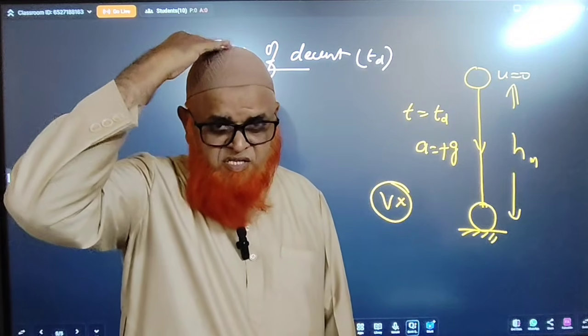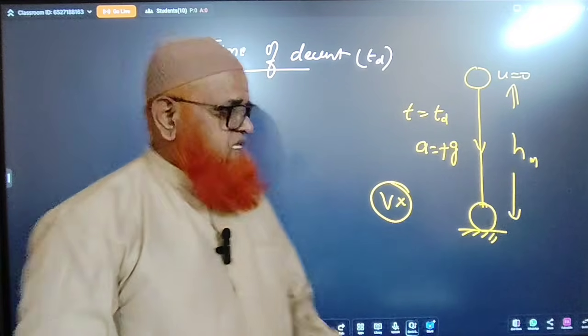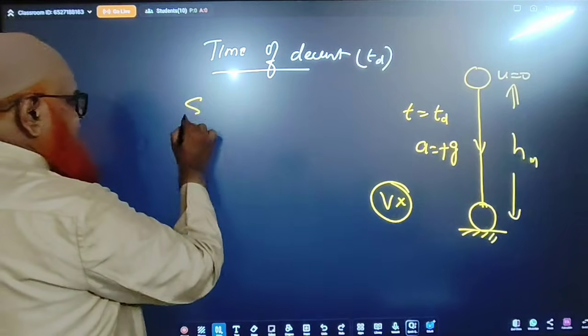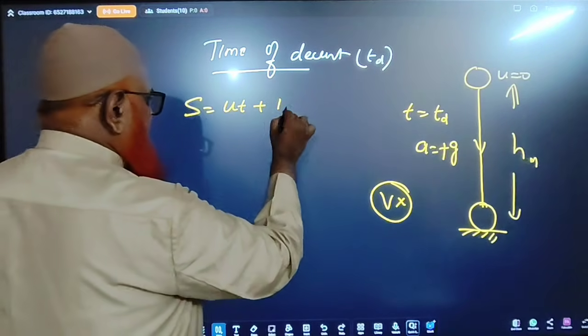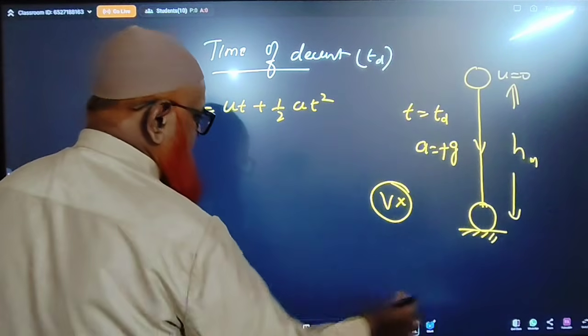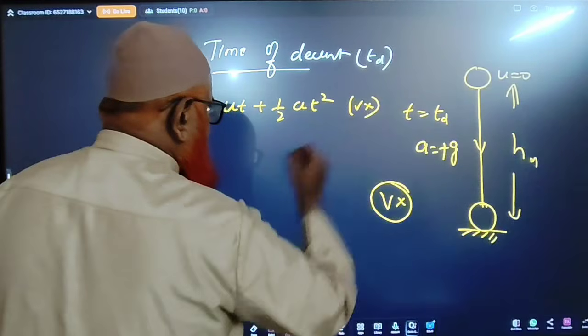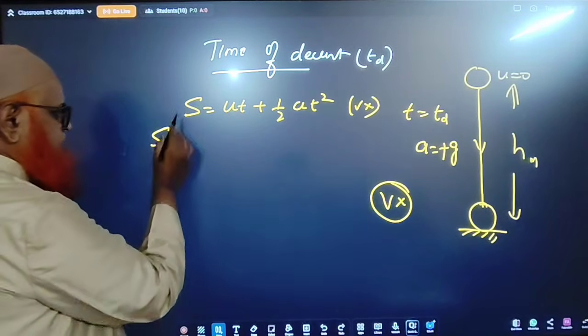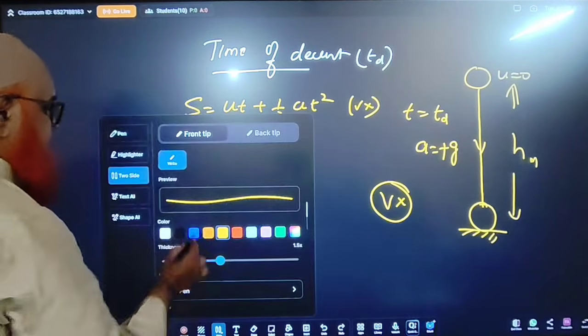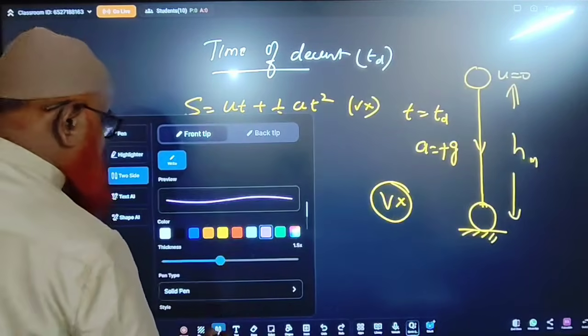The one on whom it falls, he knows it, isn't it? So what is going to happen here? S is equal to ut plus half at squared is going to be the formula, because there is no discussion of final velocity here. S is going to be h maximum. So what are the data given to us? What are the data with us? Let us see here now.